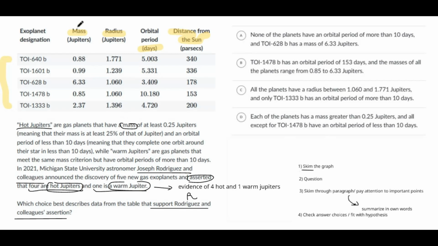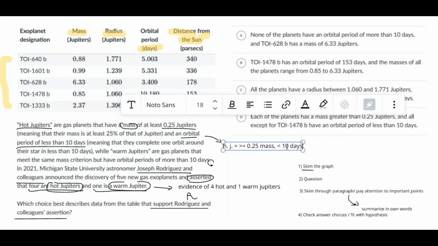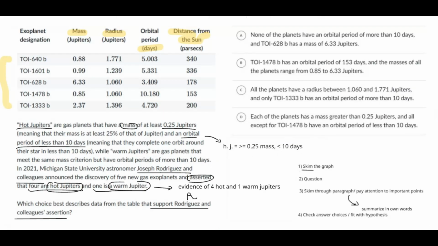Hot Jupiters are gas planets that have mass. We instantly notice mass because it's mentioned in our graph, and that it is at least 0.25 Jupiters. Now here we see an orbital period of a little less than 10 days. Now we instantly outlined important points about the hot Jupiter that we should know, and at this point we can summarize what we know about it. So as a simple bullet point, we can write down that hot Jupiters means at least 0.25 in mass and less than 10 days. Now that we've made our first bullet point, let's keep reading.